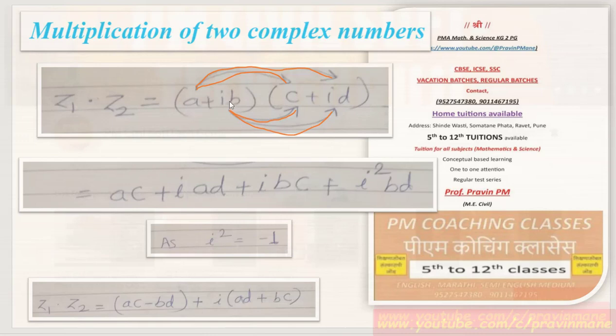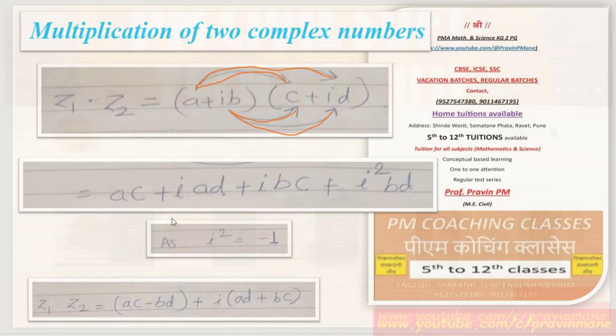Now this plus sign: second term of the first bracket to the second term of the second bracket: i into i, i square into bd. As we know, i square is equal to minus 1. So z1 into z2 is equal to ac, i square is minus 1, so minus into plus becomes minus.